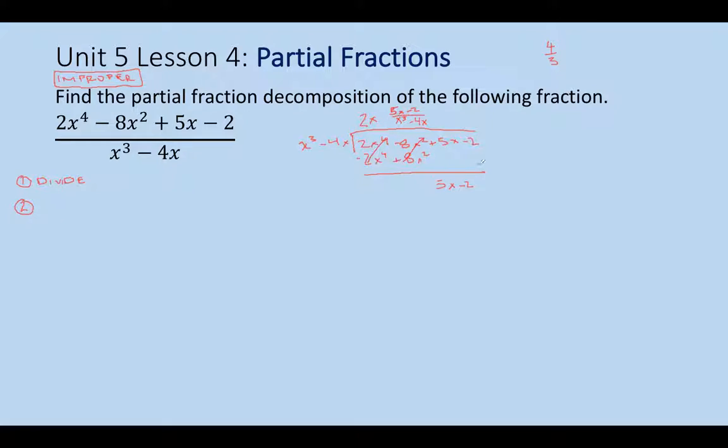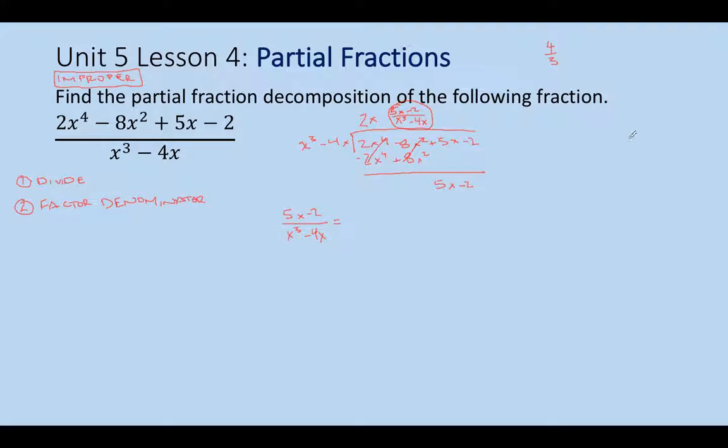So step number 2, we're going to take this fraction right here and decompose it. We're going to say 5x minus 2 over x cubed minus 4x. At this point, we are going to factor the denominator. So what's that look like?